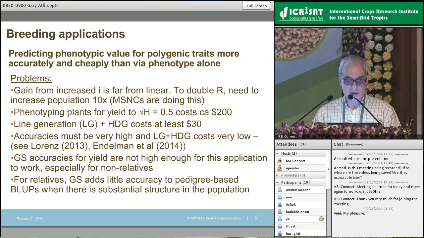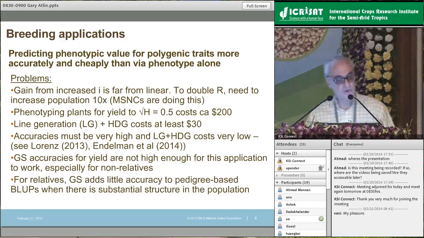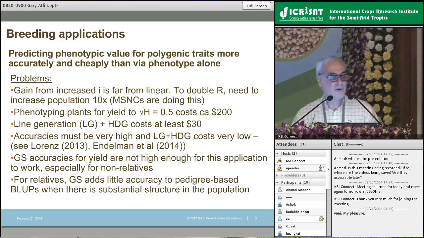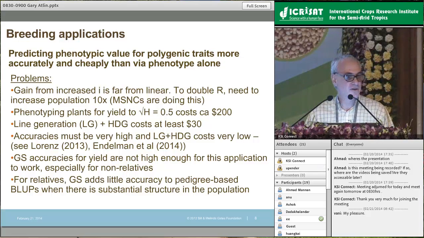Another problem with using this approach is that phenotyping plants for yield to a repeatability of about 0.5 or even 0.7, a heritability, a square root, an accuracy of 0.5, costs, in my experience, about $200. If you figure $25 a replicate, 4 locations, 2 reps, that would be something like that, with a little there for line generation. Whereas in most species, line generation and high-density genotyping costs at the moment are at least $30.